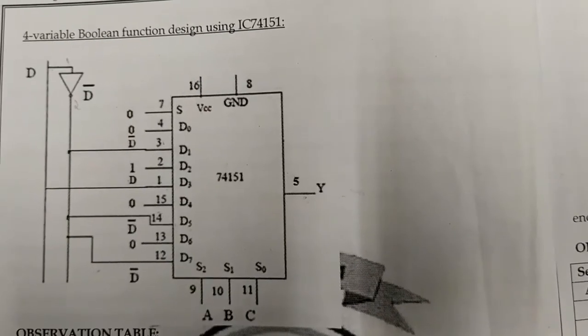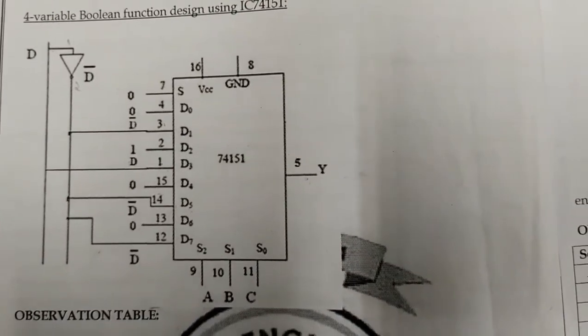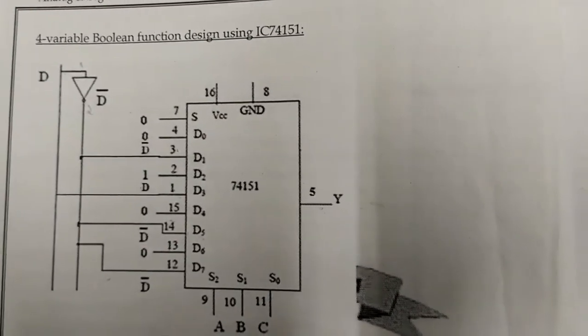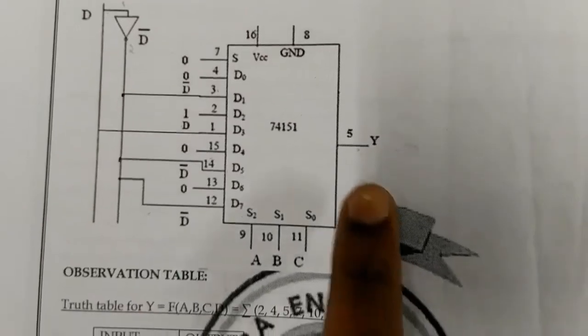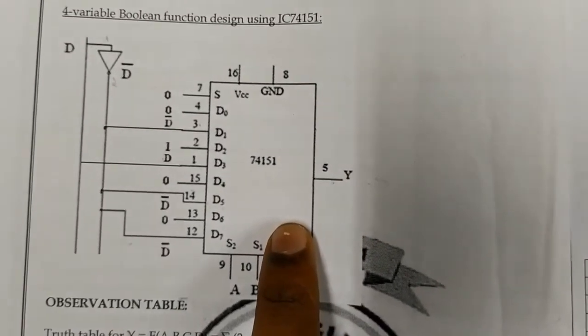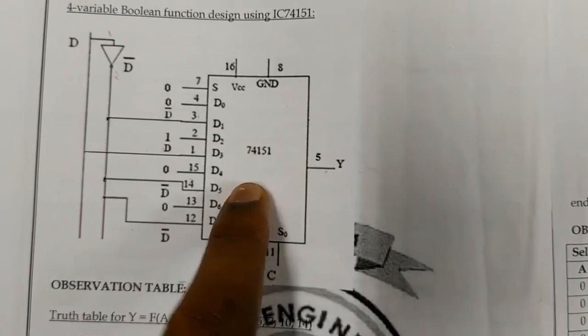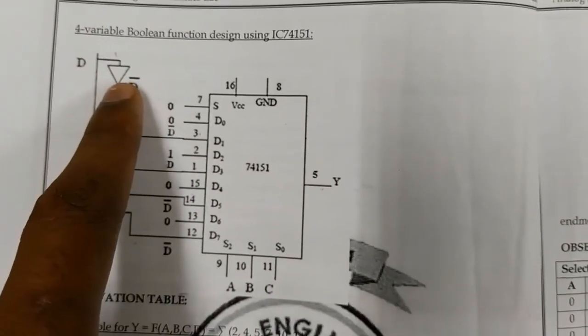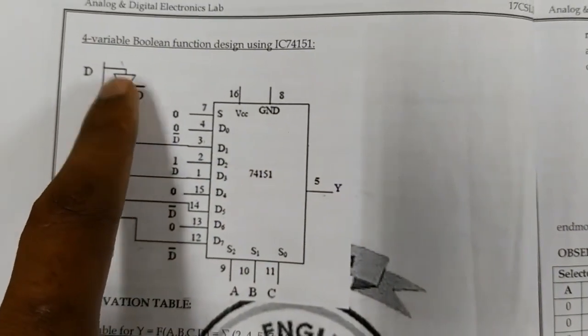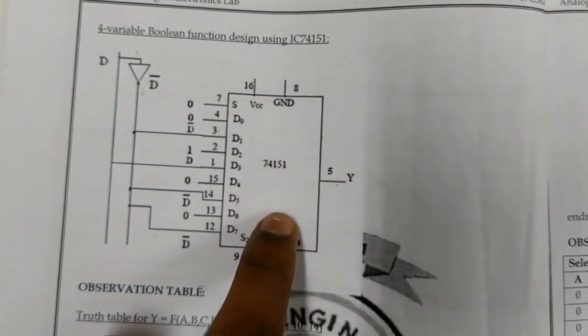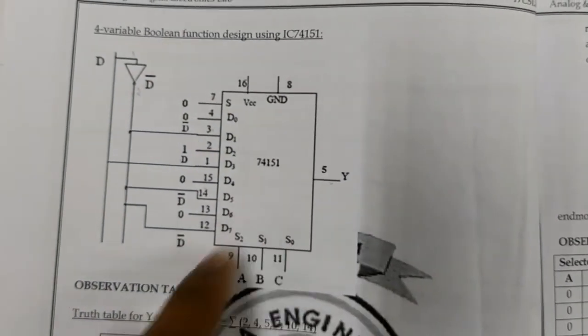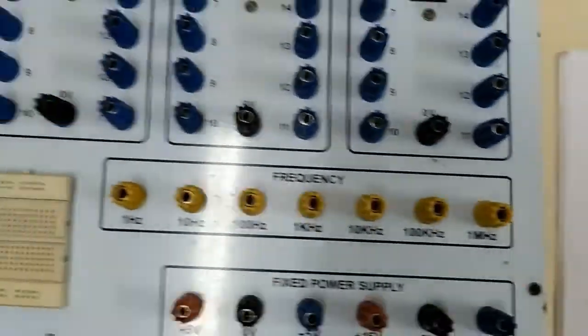So the circuit we are going to implement is this one. This is the circuit diagram we are having. So we'll try to implement this particular circuit diagram in the digital trainer kit. So we have one 74151 IC and one NOT gate IC. So we need to take one NOT gate IC, one 74151 IC and the digital trainer kit. Along with that we need the patch cords.